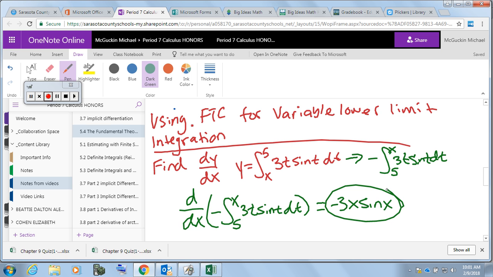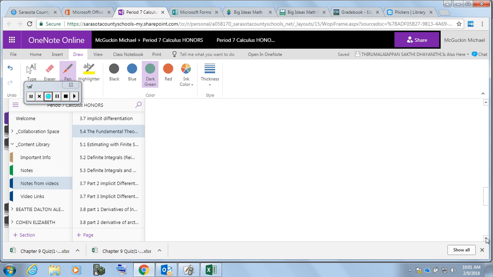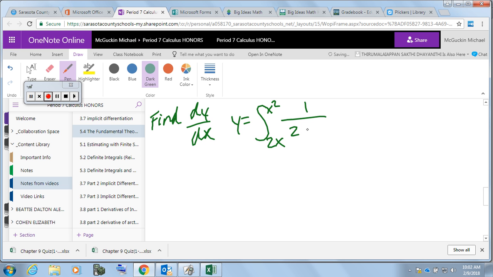Let's take a look at another one, where we have to incorporate what's happening when the lower limit has a variable, because that's a little bit of a problem for us. So once again, we want to find dy/dx, and this time the function is y equals the integral from 2x to x squared of 1 over 2 plus e to the t dt.